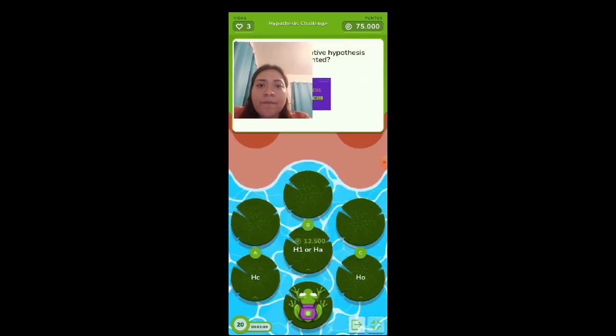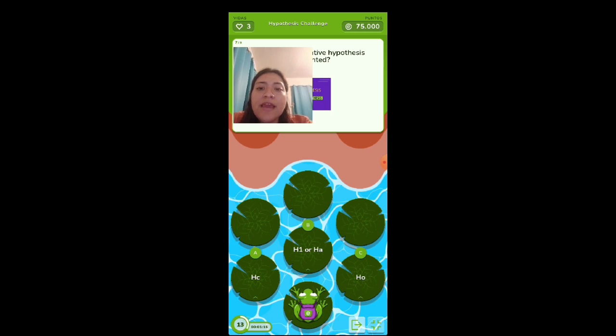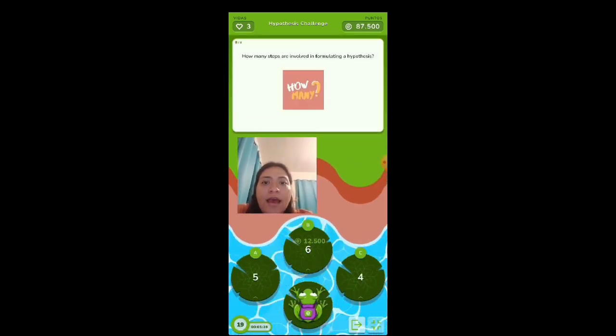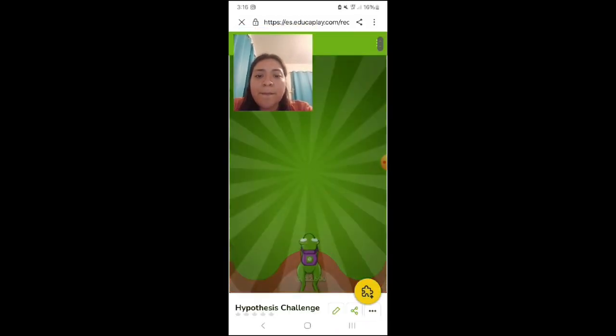What is an example of a statement of null hypothesis? The number of classes has no effect because they don't have a relationship. What are the three ways to phrase your hypothesis? Well, the three ways are to identify, to differentiate, and to relate. Letter A. How is the alternative hypothesis represented? Letter B, H1 or HA. And how many steps are involved in formulating a hypothesis? Well, according to my partner and me, there are 6 steps.